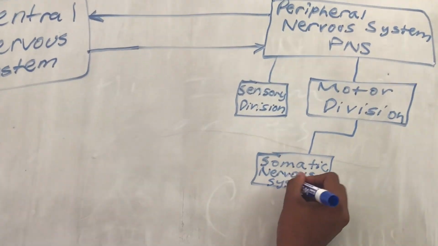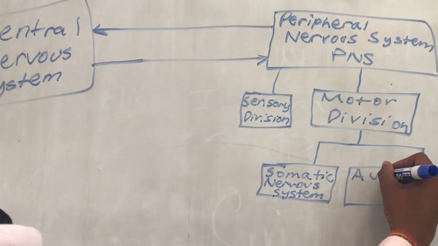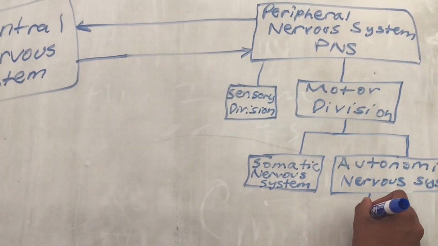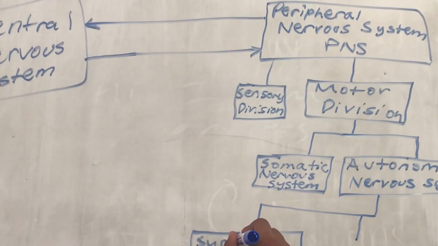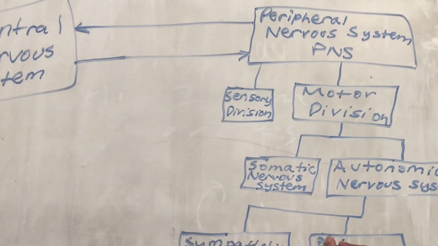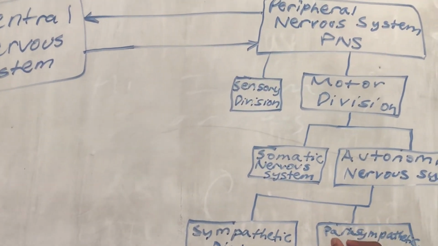The peripheral nervous system is further split into a sensory and motor division. This motor division is split into the somatic, voluntary nervous system, and the autonomic, involuntary nervous system, which can be divided again into the sympathetic and the parasympathetic nervous system.